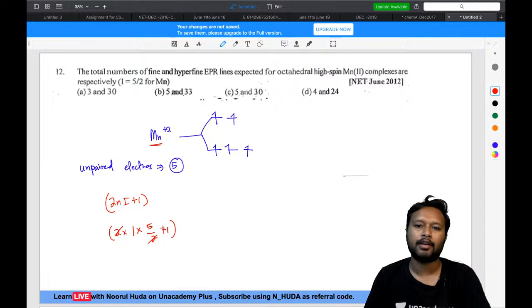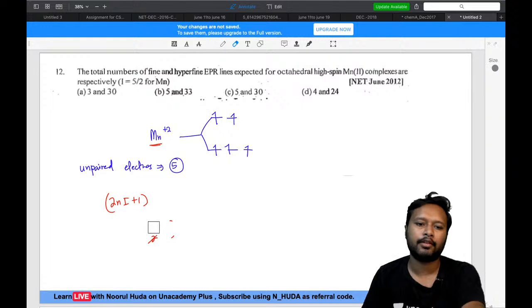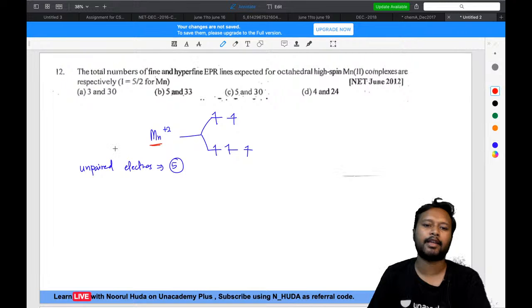How many lines? Okay, just a minute. You are just supposed to get, sorry, it will not be written like this. It won't be done in that way. Okay, one minute.